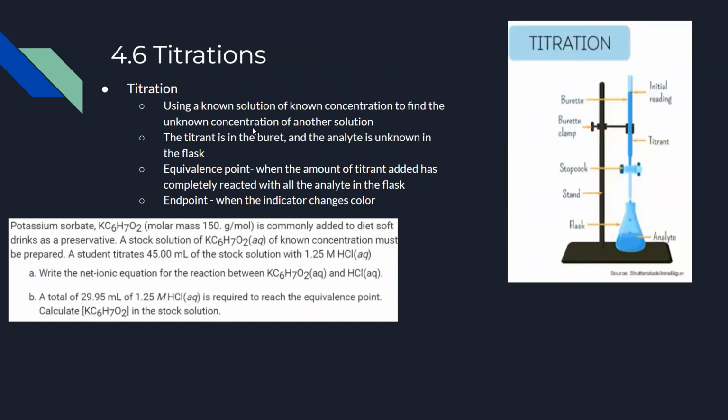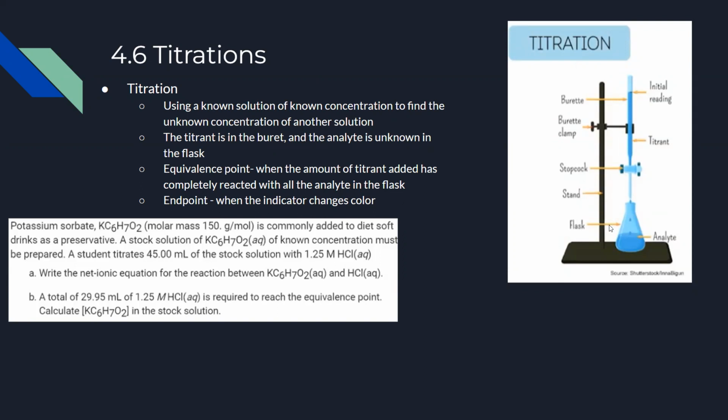So a titration is basically when you're using a solution of known concentration to find the unknown concentration of another solution. This diagram shows a titration experiment. The titrant is what you're titrating onto the analyte, which is in the volumetric flask. And the burette is used to put small amounts of titrant into the flask.